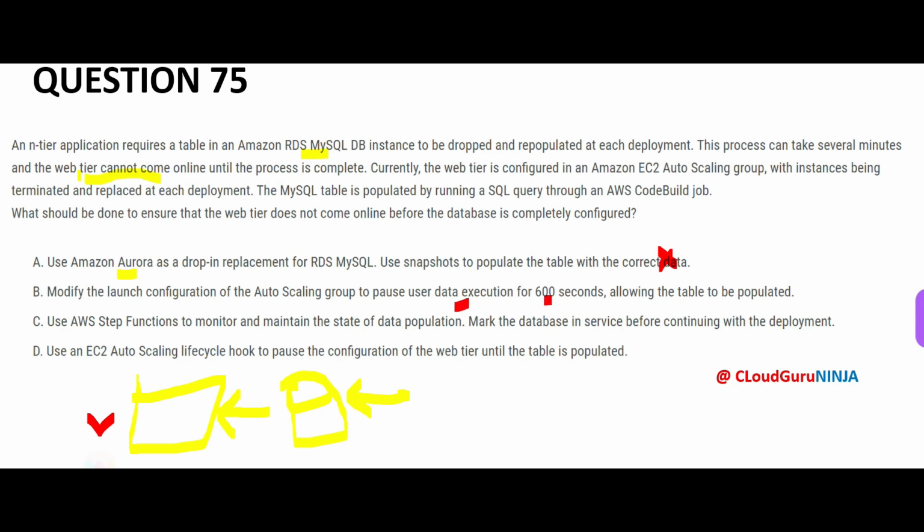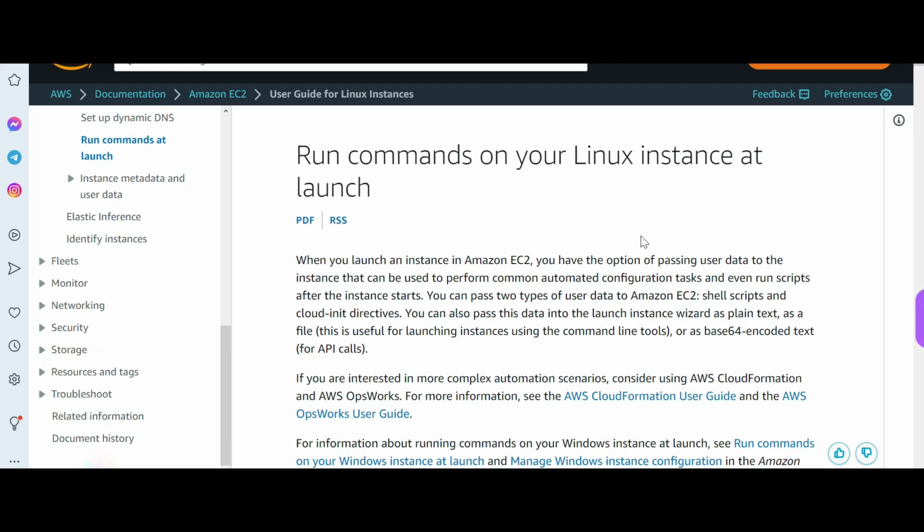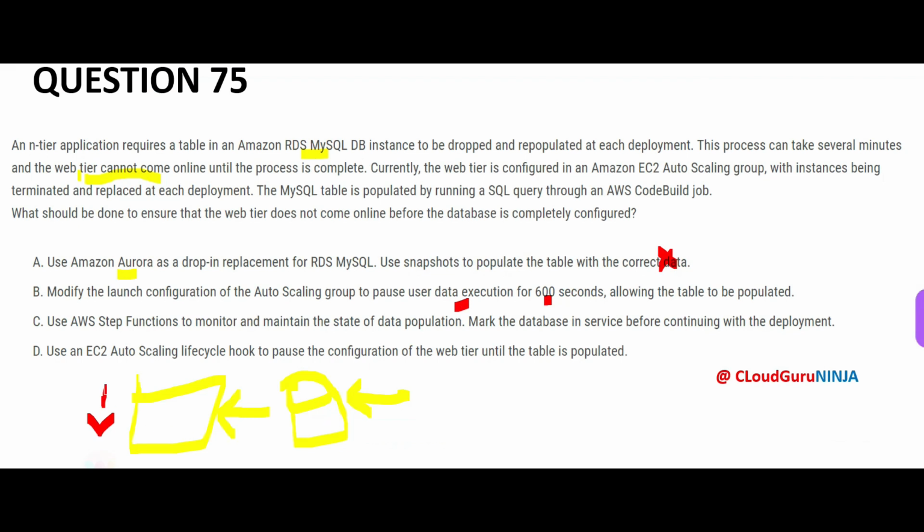You know what user data is? See, when your EC2 instance is getting launched and you want to install something, for example a software or some configuration task, you want to do some configuration task automatically every time an instance starts, you can do that through user data. That means the web tier can come online after 600 seconds.